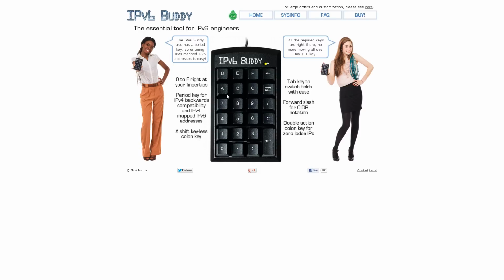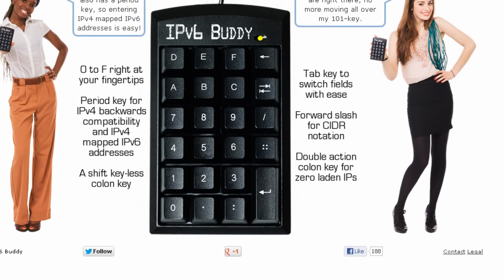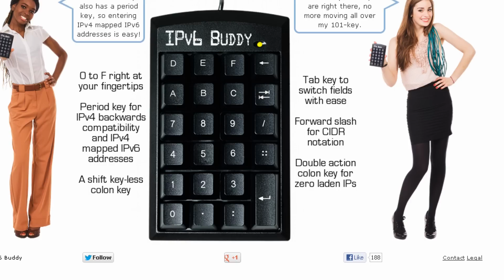And let's take a look at what this is. This IPv6 Buddy has A, B, C, D, E, F for the hexadecimal letters, and 0 through 9 just like normal. It's got a dot. It's got a colon in the bottom right corner. It's got the double colons. And so it's pretty cool.